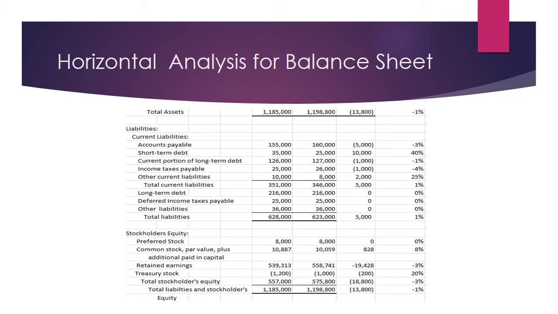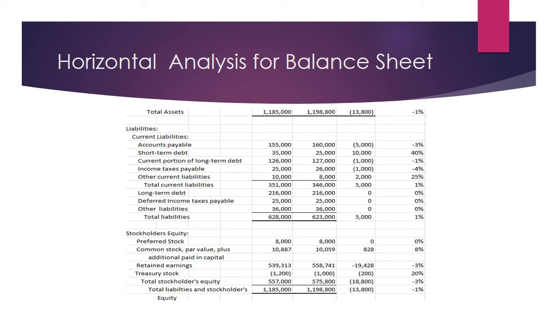I see that we also made a few other decreases here. We decreased current portion of long-term debt. Income tax payable decreased. Other current liabilities increased slightly by 25%. So total current liabilities overall was an increase of 1%. That's current liabilities. Remember, current is within 1 year. Anything longer than that is considered fixed assets, or for liabilities, long term.